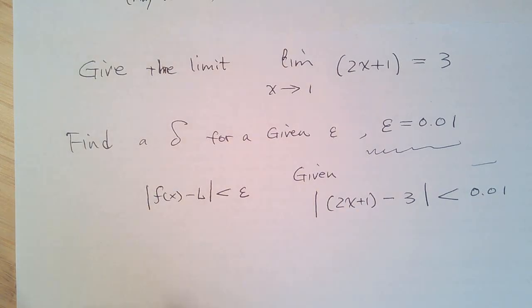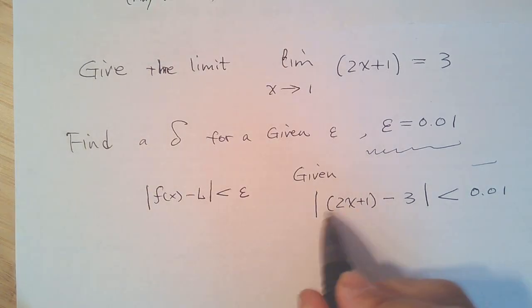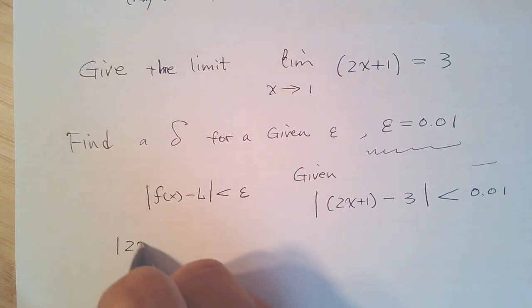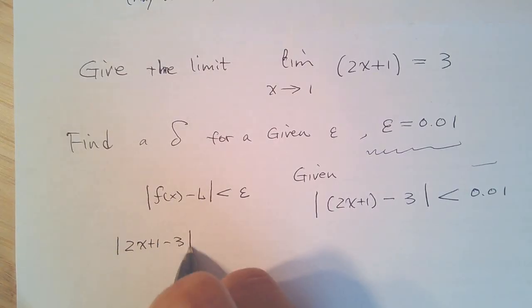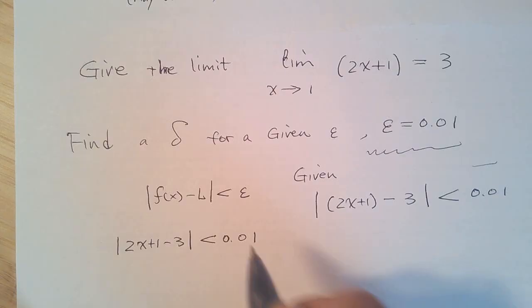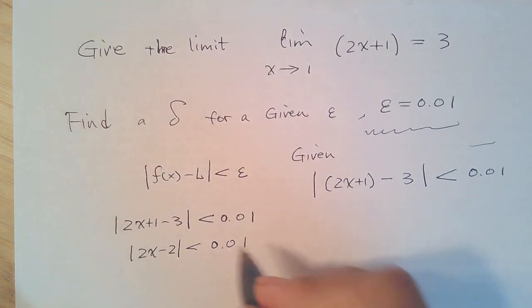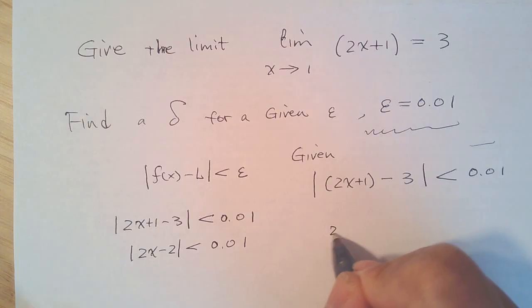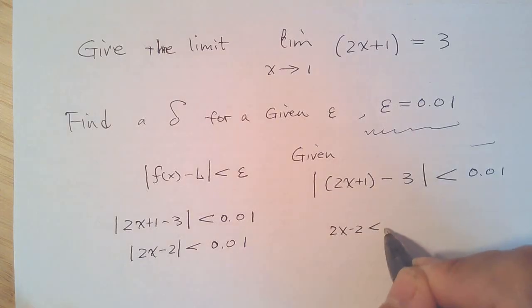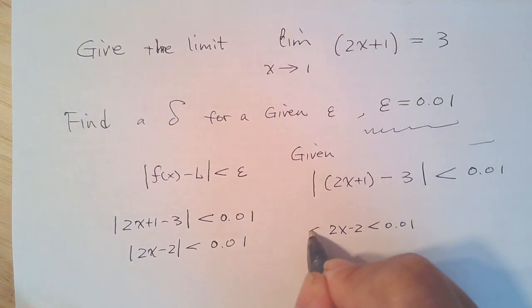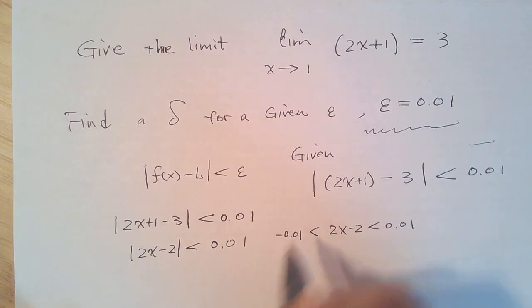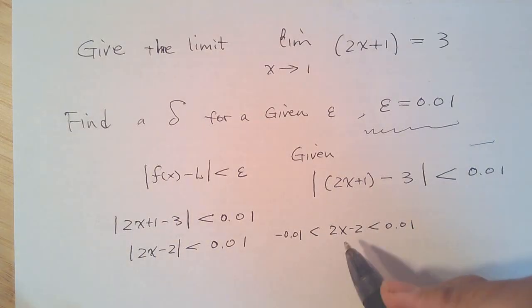All right, now we're going to solve this a little bit. So we open the parentheses and we get the absolute value of 2x plus 1 minus 3 less than 0.01, which is the absolute value of 2x minus 2 less than 0.01. Okay, I will continue. I get 2x minus 2 is between negative 0.01 and 0.01. So from here to here, I thought you know how to open the absolute value sign.